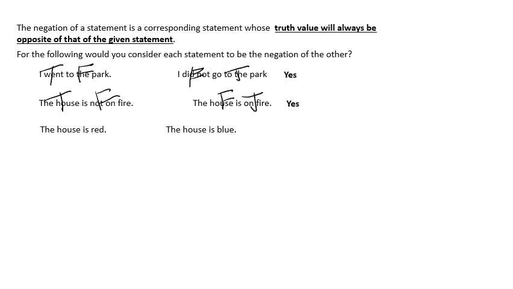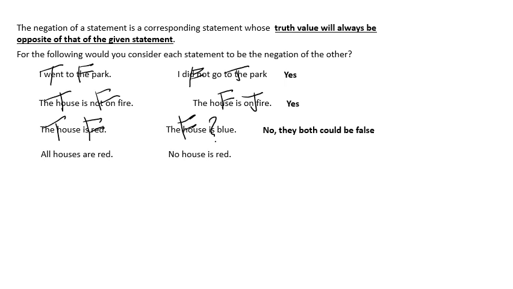The house is red, the house is blue. Negations? Well, let's see. Suppose the house is red. Well, then the house is not blue. Now suppose the house is not red. Is the house blue? We don't know. It could be yellow. It could be green. So the answer to this one is no. It could be the case they are both false.